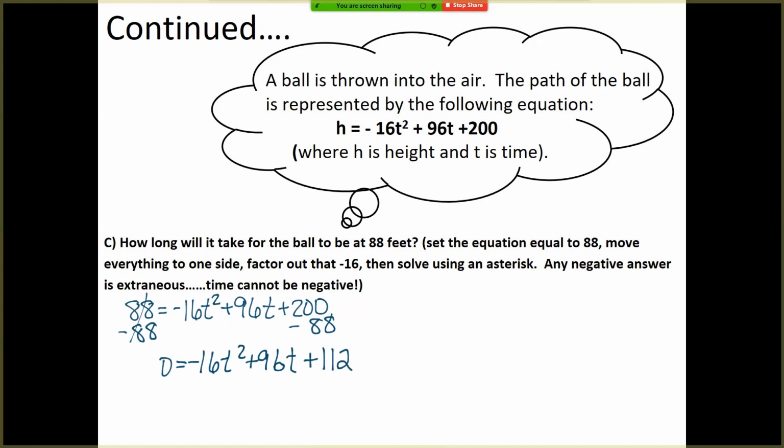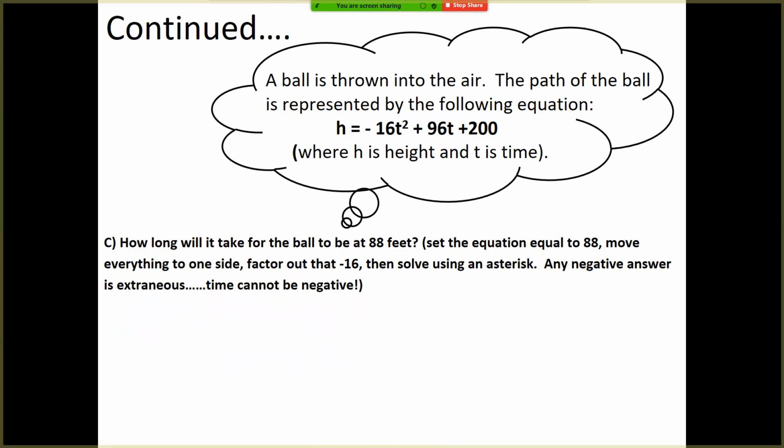Now I could look at this and think, I want to put this into my asterisk, but I don't quite want to do that yet, because in my asterisk I have to multiply a times c, which means I would have to take -16 times 112, which gives us a value that's over 1,700.